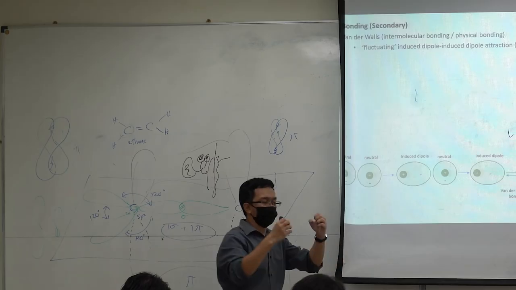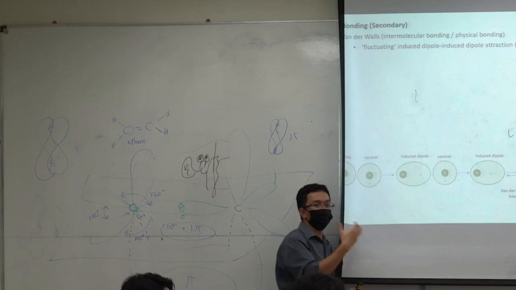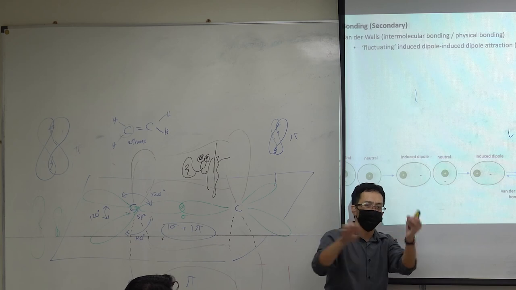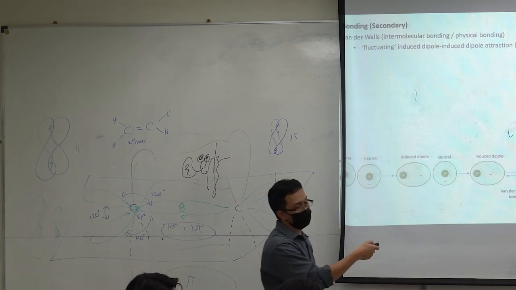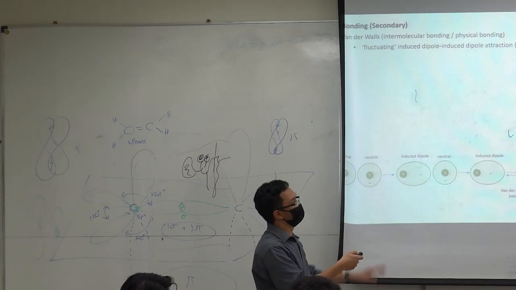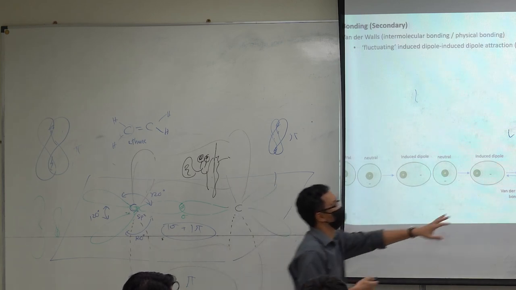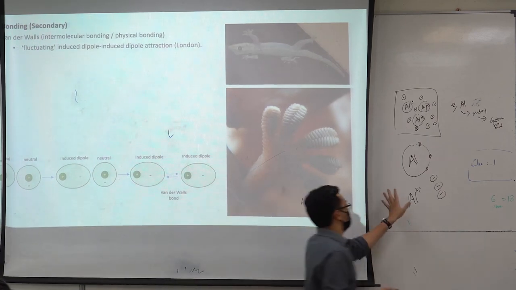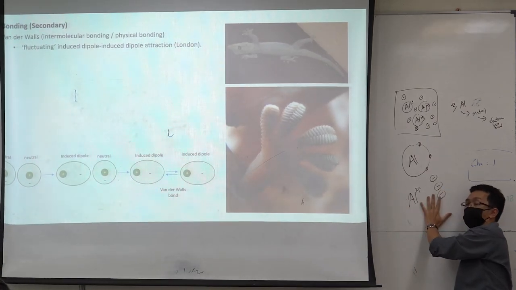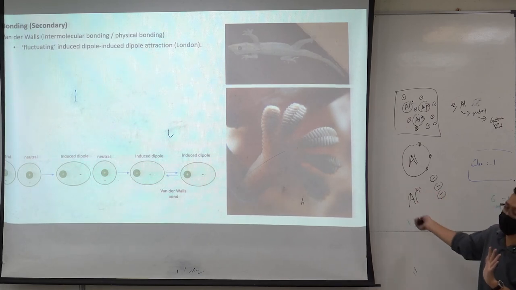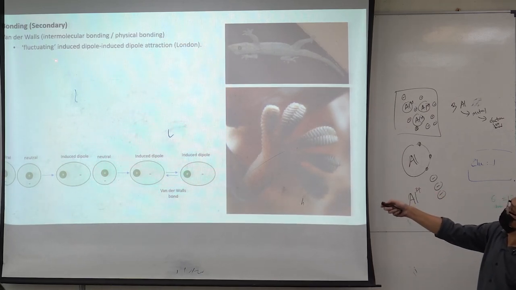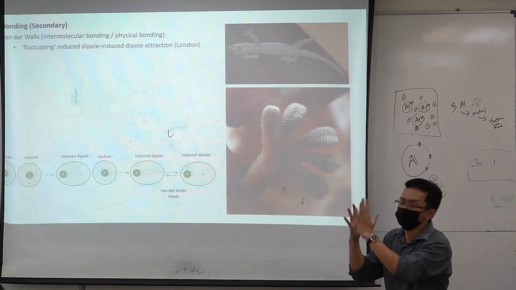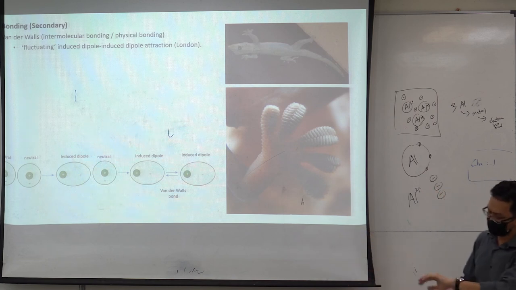Basically, it is fluctuating because it happens very quickly and then it's gone because the electrons just move like that, and then they have attraction and then no attraction. Attraction, no attraction. In the gecko, that thing happens. The reason why a gecko can stick is because they have a lot of tiny hairs that make perfect contact with the wall. And even though the hair and the wall are neutral, because of this fluctuating induced dipole, the attraction is strong enough for them to stick. So that's the induced dipole.